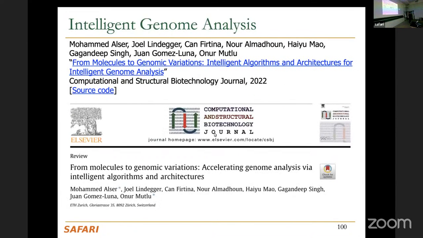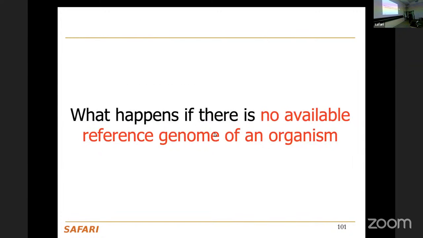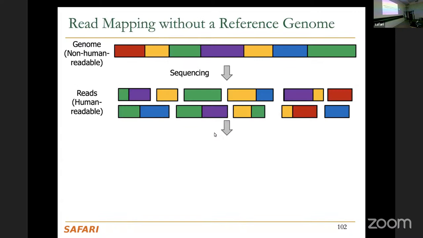And this paper shows, again, an overview of the steps that we're doing, from the moment that you collect the sample to the moment that you get your answer in genome analysis. Again, the other question is, you might not have the template sequence representative of the genome every time, right? So what happens when you don't have a reference genome? You can still do the analysis, basically.